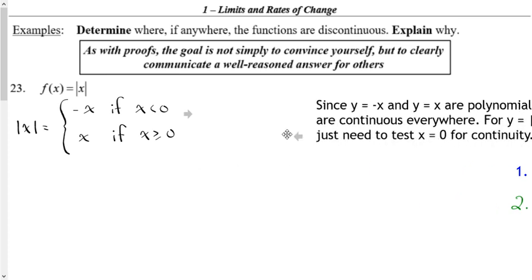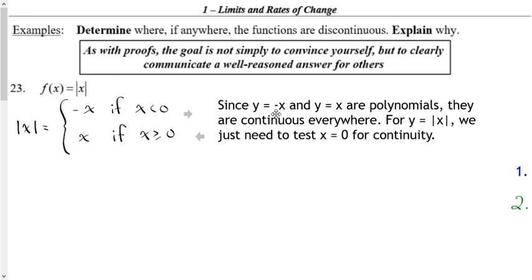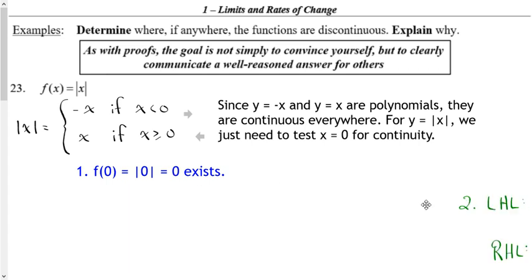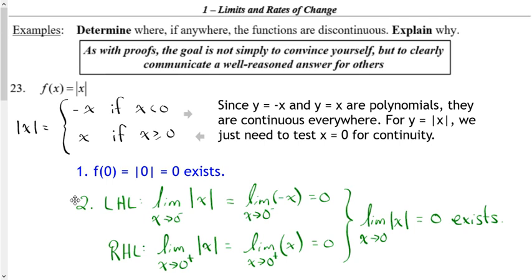Since y equals negative x and y equals x are polynomials, they're continuous everywhere. So again, the only point that we need to be concerned about is where x equals 0. That's where we need to test for continuity. So let's look at those three questions again. Does the function exist? It exists. F of 0 is the absolute value of 0, which equals 0. Check. Second question, does the limit exist? Ooh, well, there's some work. I did the left-hand limit.